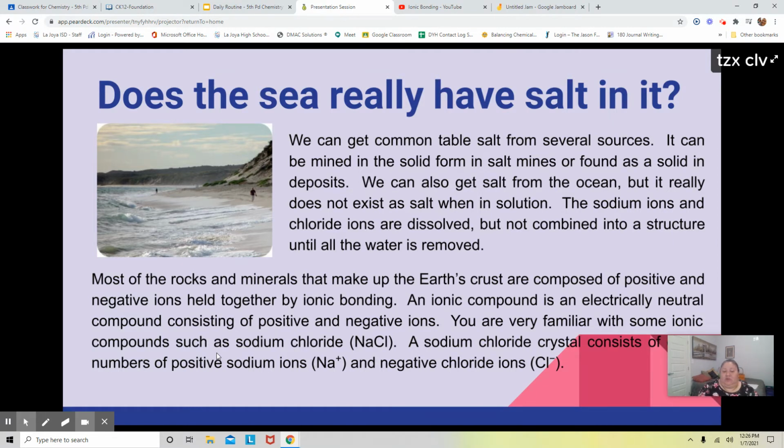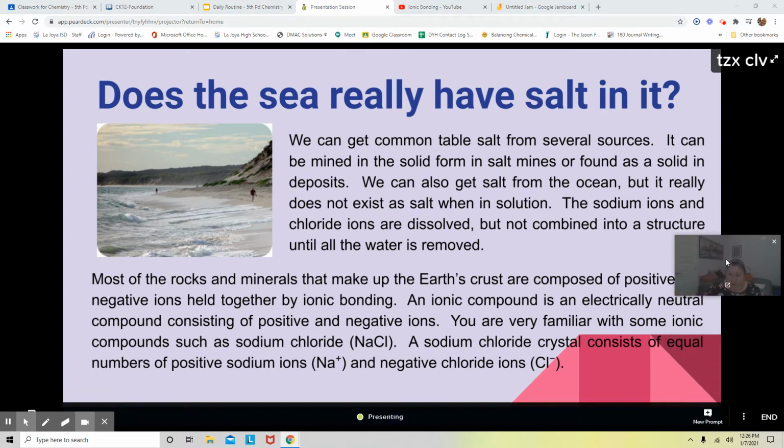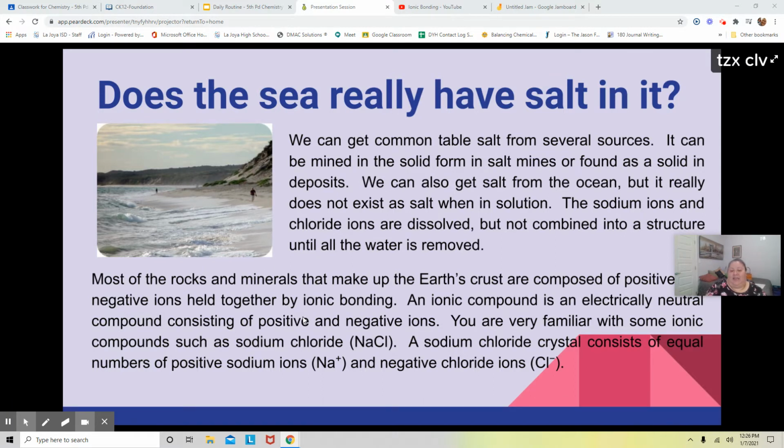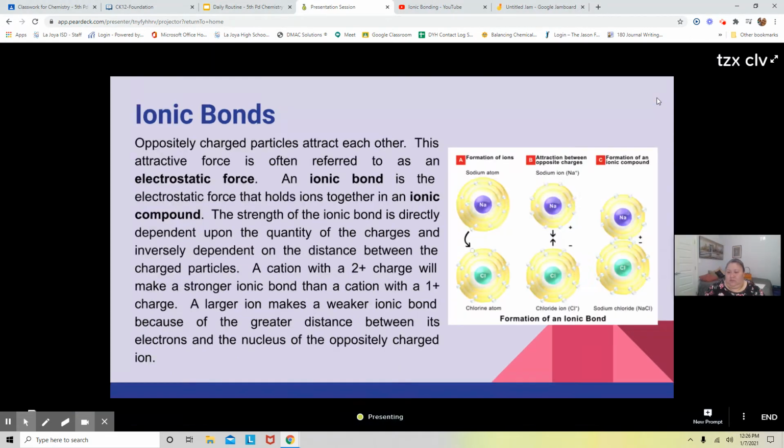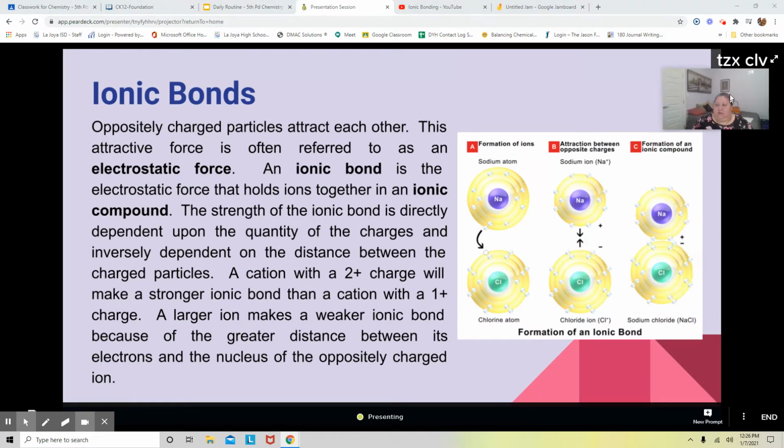You've got to remember that the sodium chloride ionic compound, or a sodium chloride crystal, consists of an equal number of positive sodium ions, which is Na+1, and negative chloride anions, which is Cl-1. Okay, so that is your sodium chloride compound. You always have one of each, one sodium for every one chlorine.